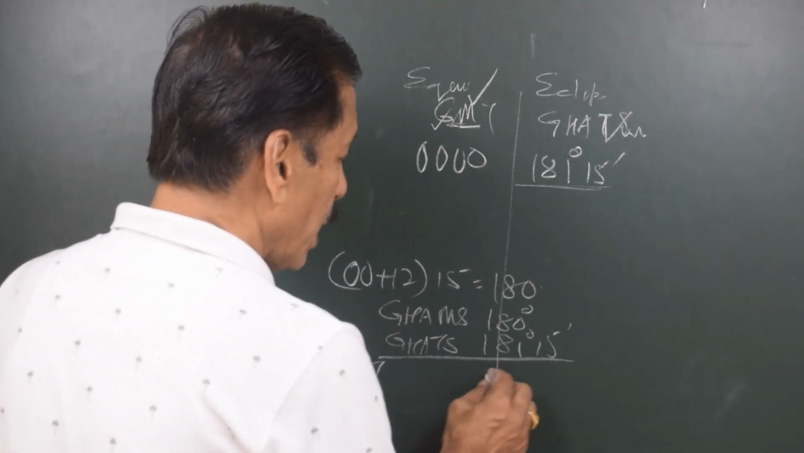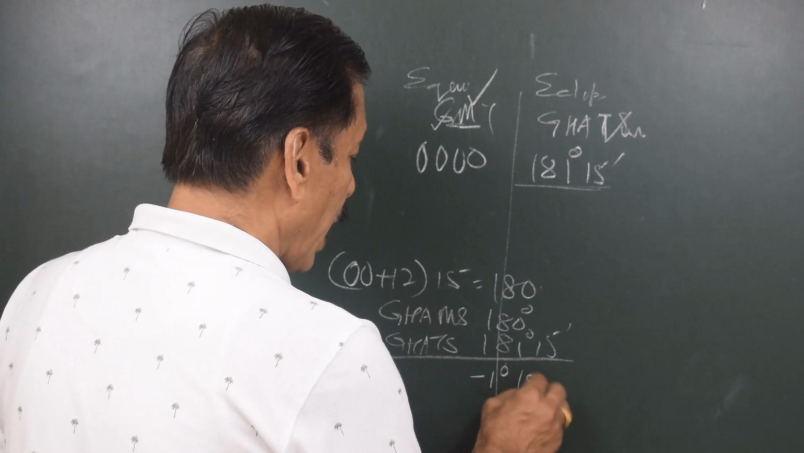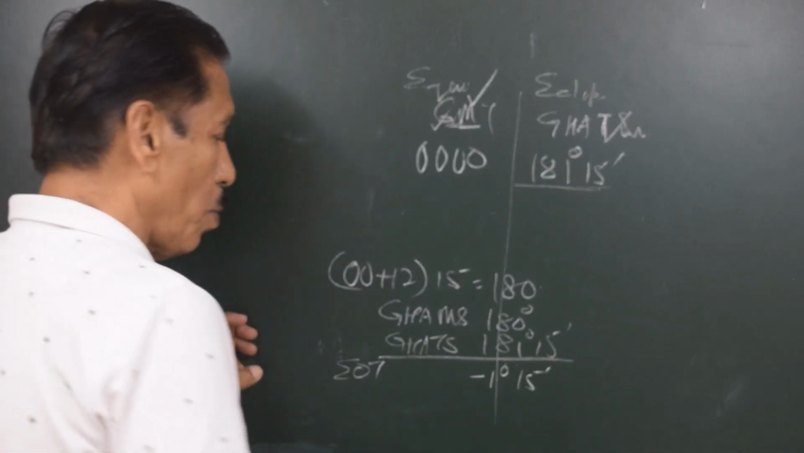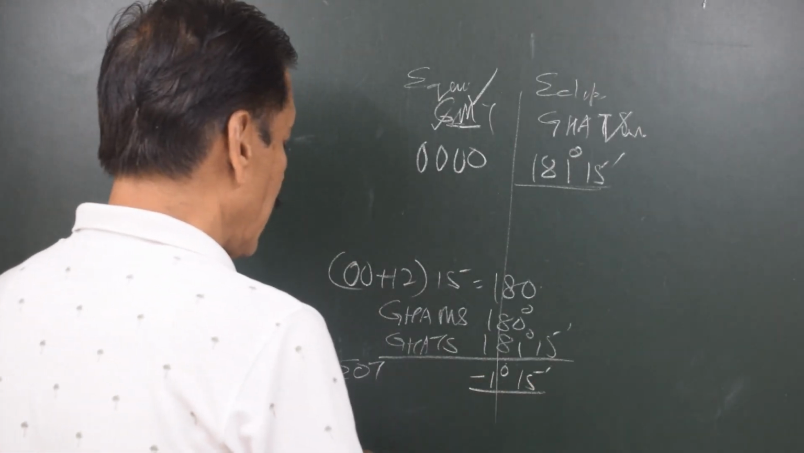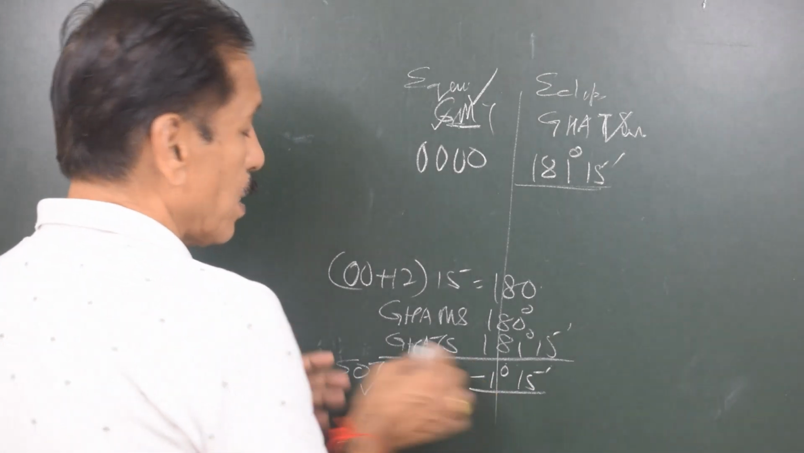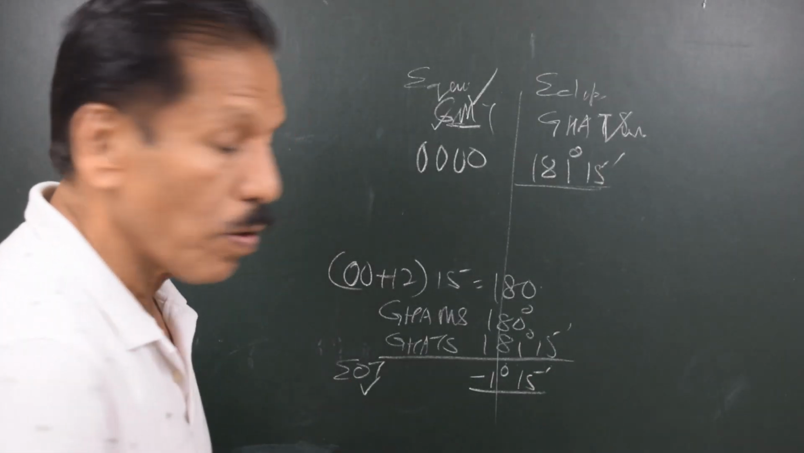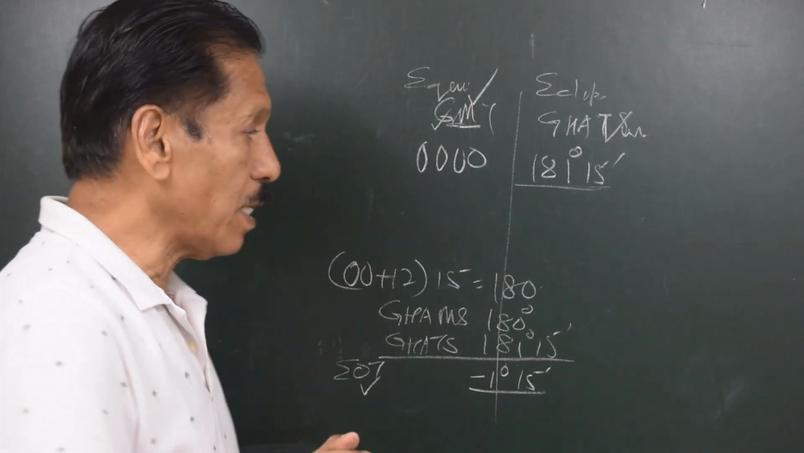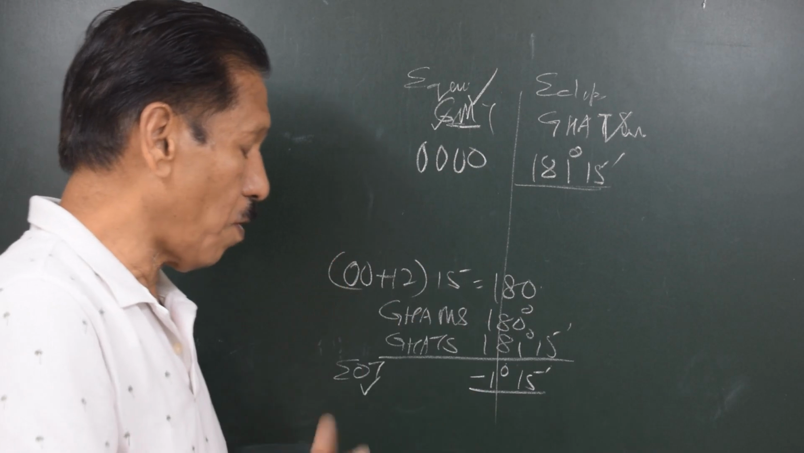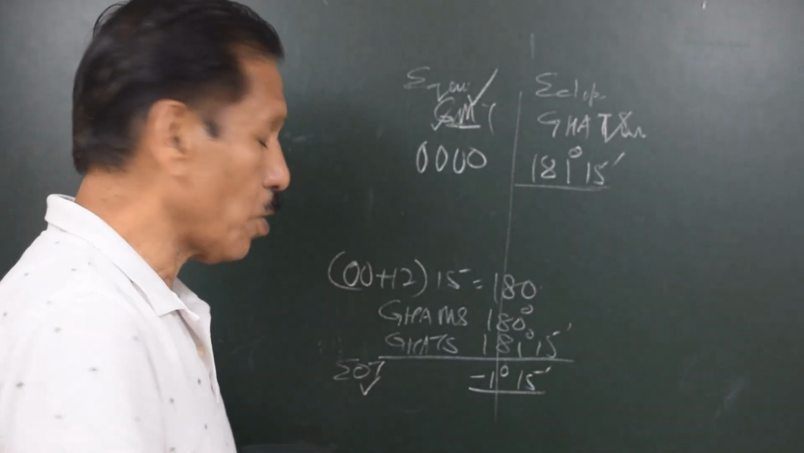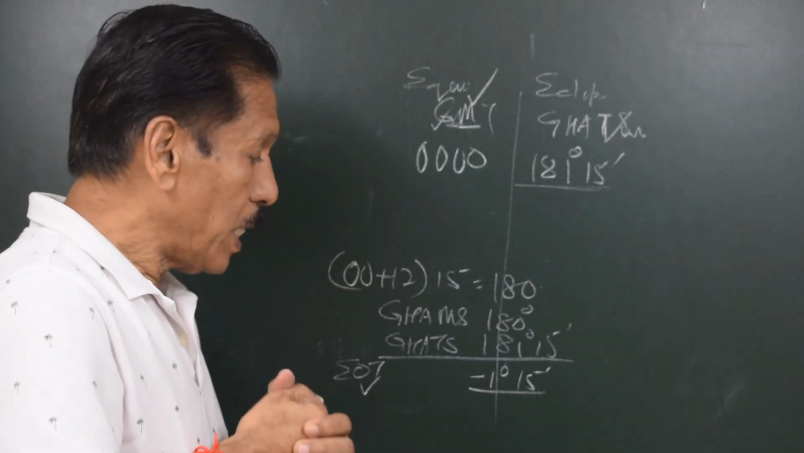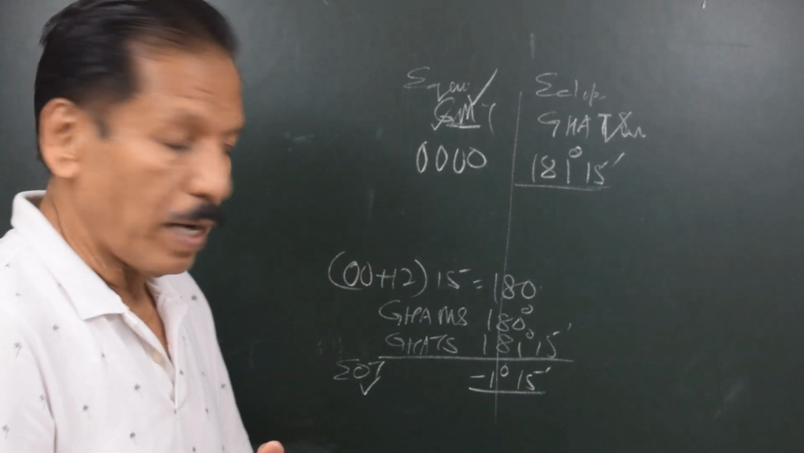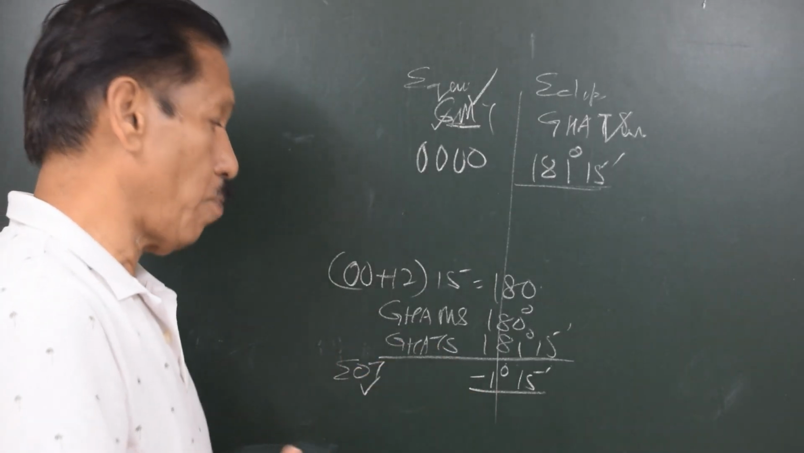So what you get here is minus 1 degree and 15 minutes. So minus 1 degree and 15 minutes is the equation of time. It means that the equation of time is negative. It also means that in a westerly journey, that is a clockwise journey as you see from the top of the North Pole, the mean sun is lagging behind the true sun. True sun is ahead, that's why the equation of time is negative.